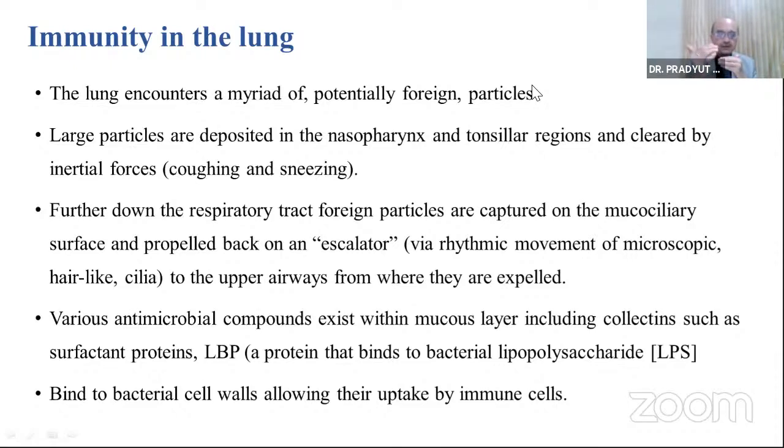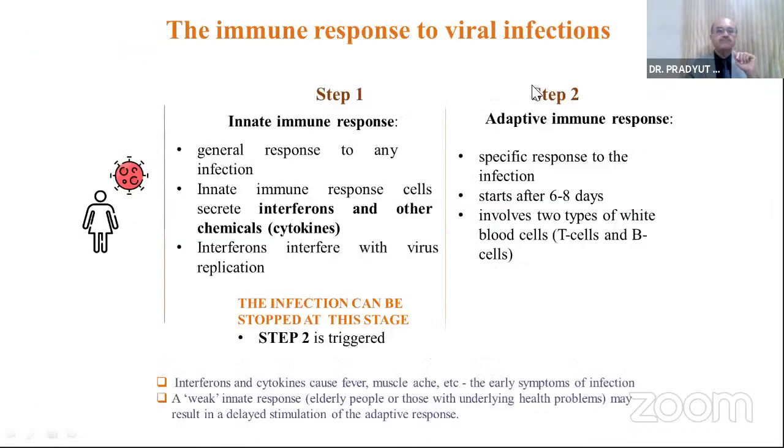So these are the natural immune mechanisms present, God given, in our respiratory tract, which have the ability to bind to these bacteria, track them, put them into the macrophages, and then allow them to be eaten away or destroyed by the natural immune cells, that is, macrophages. That is in brief the immunity in the lung.